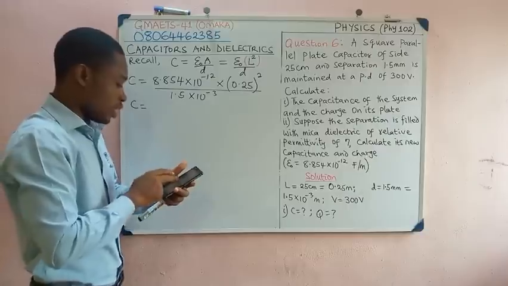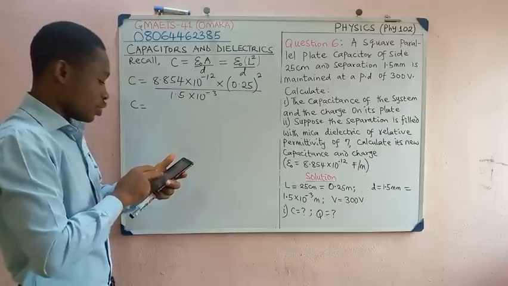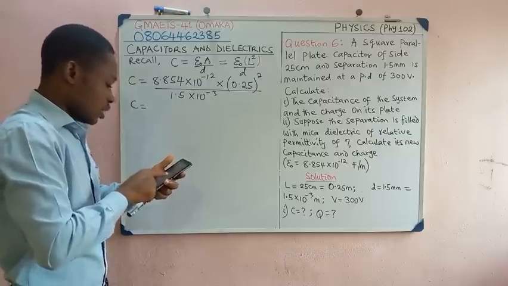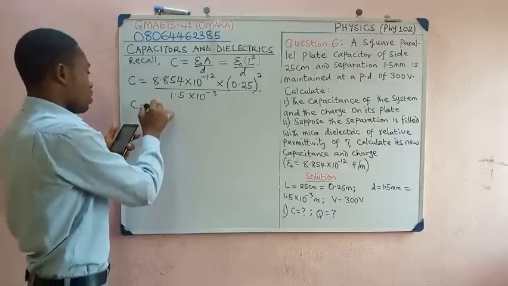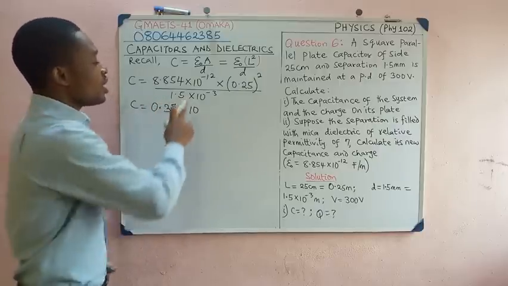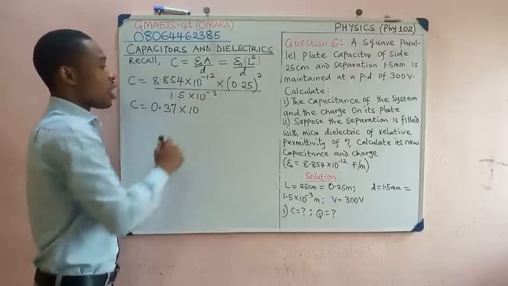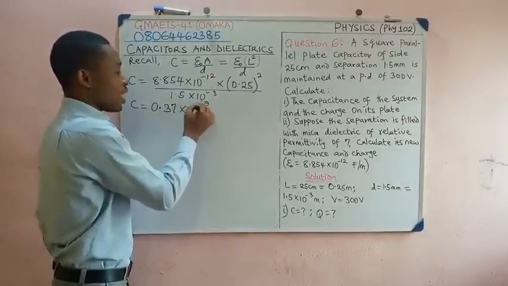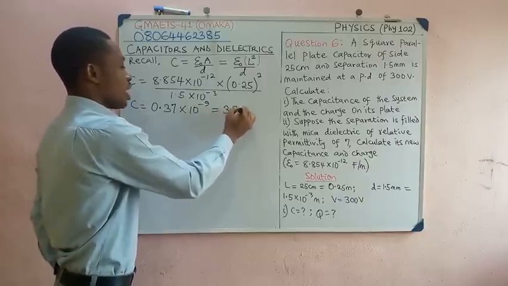That's going to be 8.854. We're going to multiply it by 0.25 times another 0.25, the square of that value. Then I'm going to divide by 1.5. So from here, I'm getting 0.37 approximately times 10 raised to power. Now this 10 raised to minus 12 and then 10 raised to minus 3. We move this minus 3 up, it will change to plus. So minus 12 plus 3 is going to give us what? Minus 9. This can still be expressed as 3.7 times 10 raised to power.